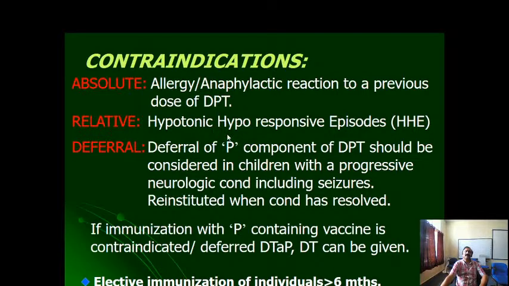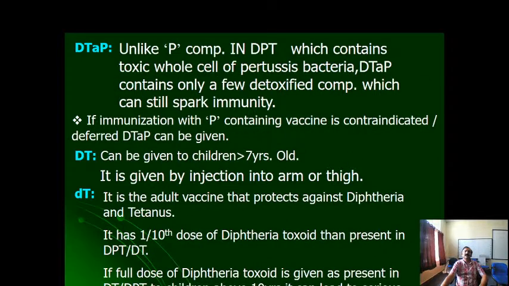There are generally no very heavy contraindications except for anaphylactic or allergic reactions, and the P element is the one which can cause problems, such as progressive neurological disorders, which you should consider. So anybody who has seizures, you may look at deferring the P element, so we give a DT. Then you can give various types of DT. Elective immunization is for individuals greater than 6 months. So these are the various types of vaccines.